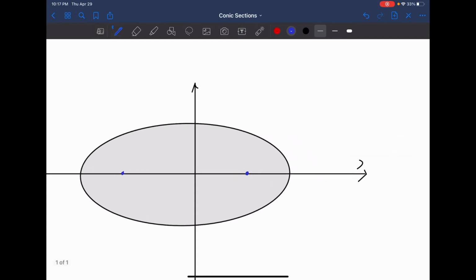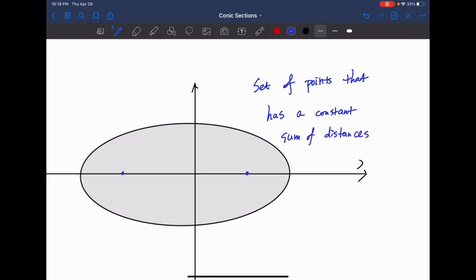So the definition of an ellipse is the set of points that has a constant sum of distances from the point to the foci. So basically two focuses, two foci. And the constant over here that we mentioned will be equal to 2a.